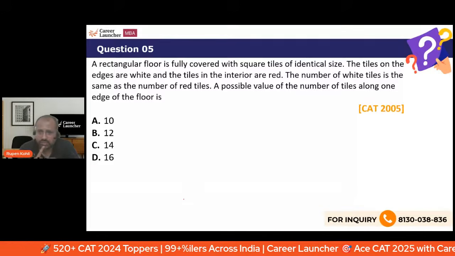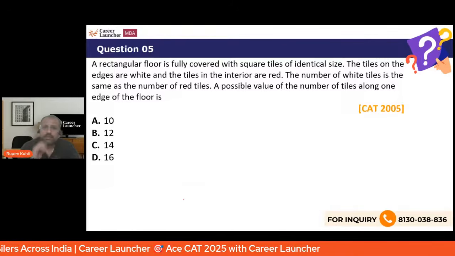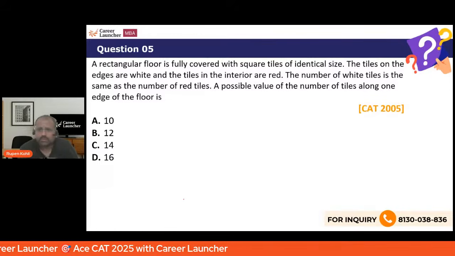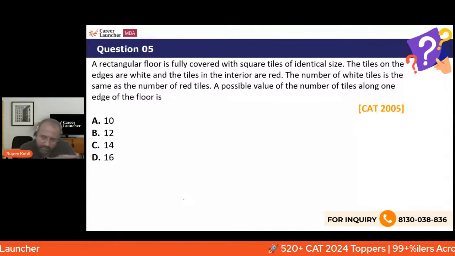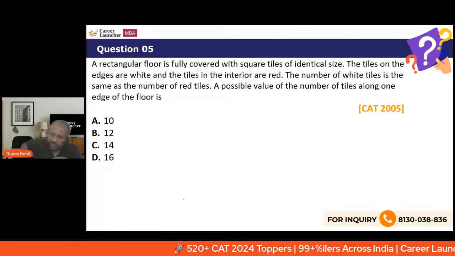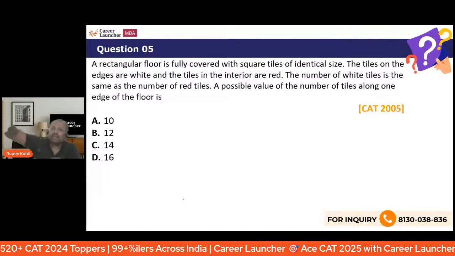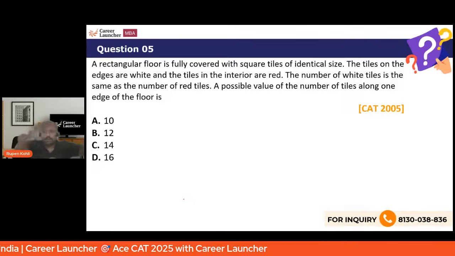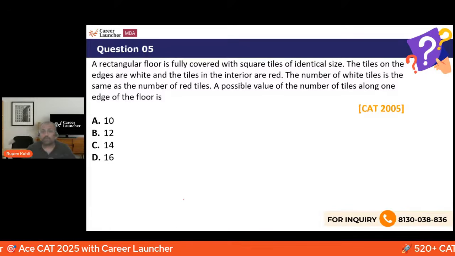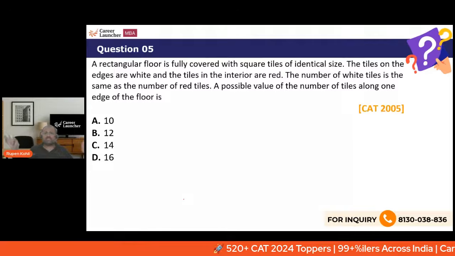It will give us my equation, but equation involving what variables? That's the thing to think about. A possible value of the number of tiles along one edge of the floor is what? So the last statement tells me you have to define the number of tiles along each of the two edges, which means the length and the breadth, as the variable. So if you have m tiles, let's say, along one edge and n tiles along the other, in total you have a grid of m by n, so a total of m into n tiles, and you are talking about tiles in the interior and on the boundary.